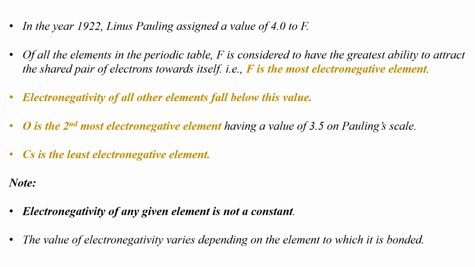Oxygen is the second most electronegative element, having a value of 3.5 on Pauling scale. Cesium is the least electronegative element. Note that the electronegativity of any given element is not a constant. The value of electronegativity varies depending on the element to which it is bonded.